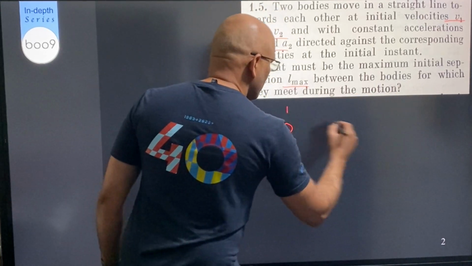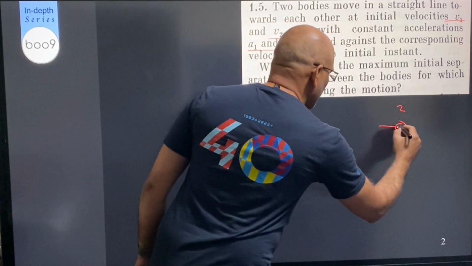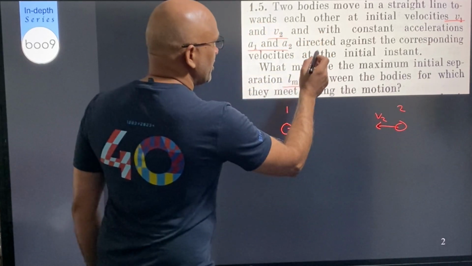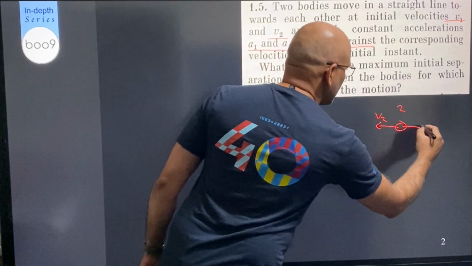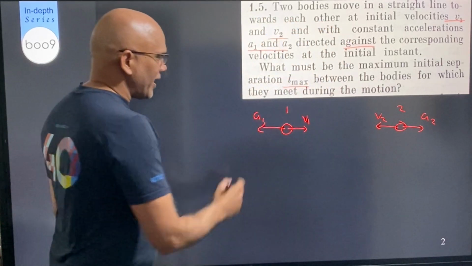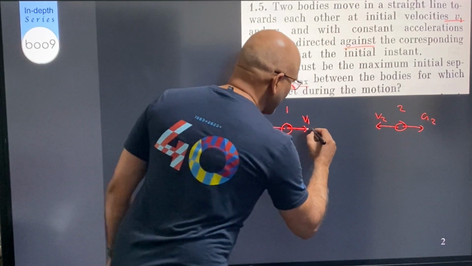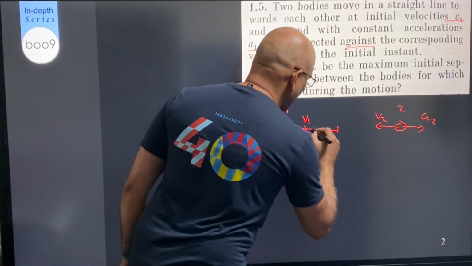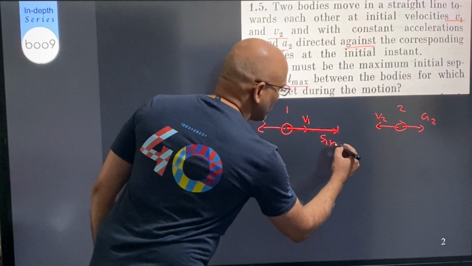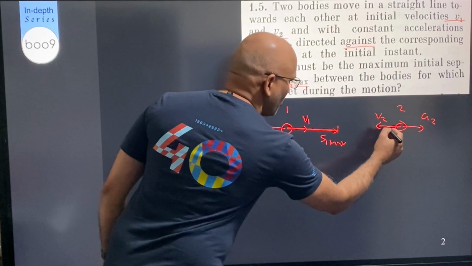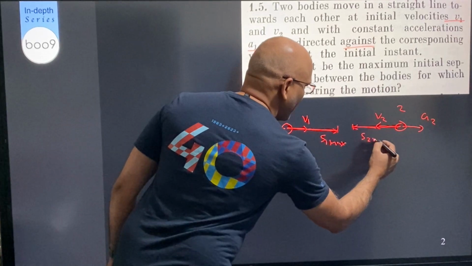Alright, so this is my object 1, this is my object 2. Initial velocities are towards each other and the accelerations are directed against the corresponding velocities. So this is going to be a1, this is going to be a2. This is a velocity this way and acceleration is opposite. So it's going to go like this, stop at some point and then come back. Let me call this S1 max. Similarly, this is going to go, stop at some point and then go back. Let me call this S2 max.